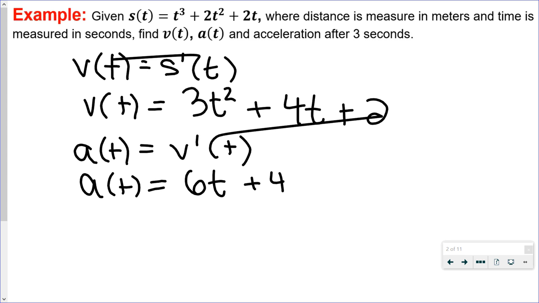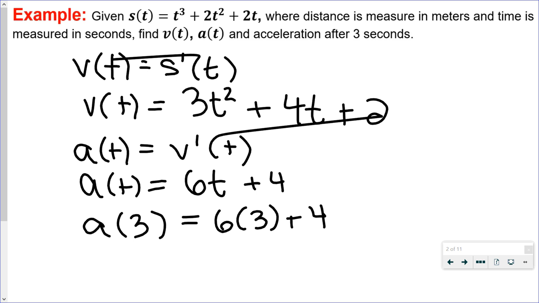Now, if I want to know my acceleration at 3 seconds, I just simply replace t with 3. So the acceleration at 3 seconds is 6 times 3 plus 4. So that's 18 plus 4, which is 22 meters per second squared. So that's what acceleration would be.